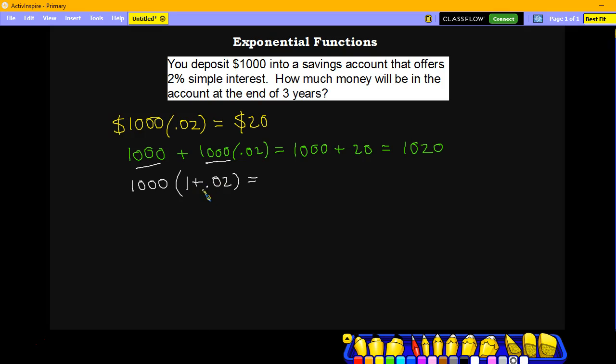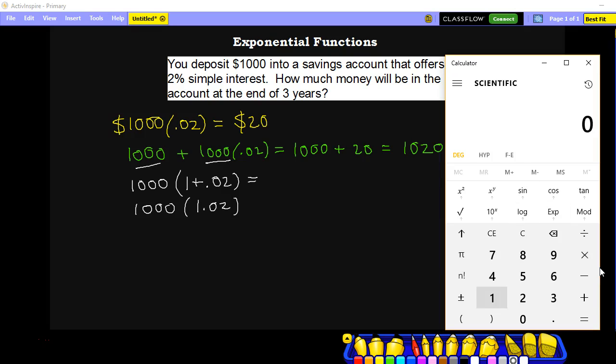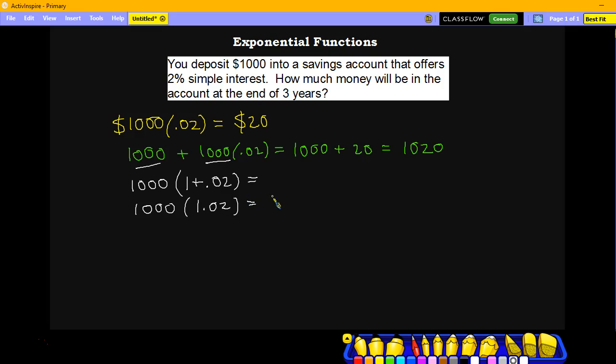Oh, I'm going to simplify it a little bit more even. I'm going to use PEMDAS. Remember, PEMDAS says simplify everything in parentheses before you multiply or divide. Parentheses are first on the list. So this is really the same as 1,000 times 1.02. Remember 1 plus 0.02? Let's just double check and see if we all agree. 1 plus 0.02 equals 1.02. All right. Then we multiply that times 1,000. And sure enough, we get the 1020 that we had before.